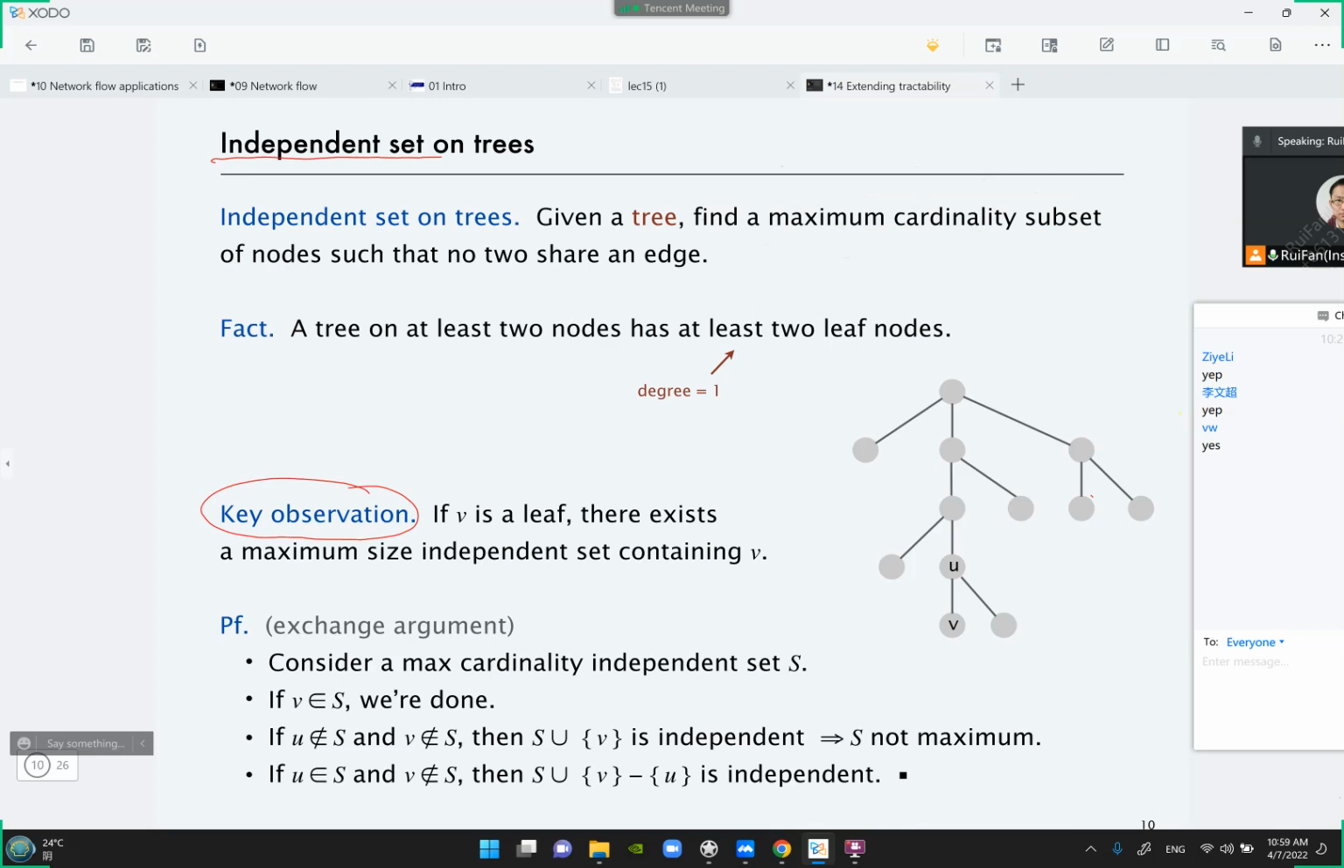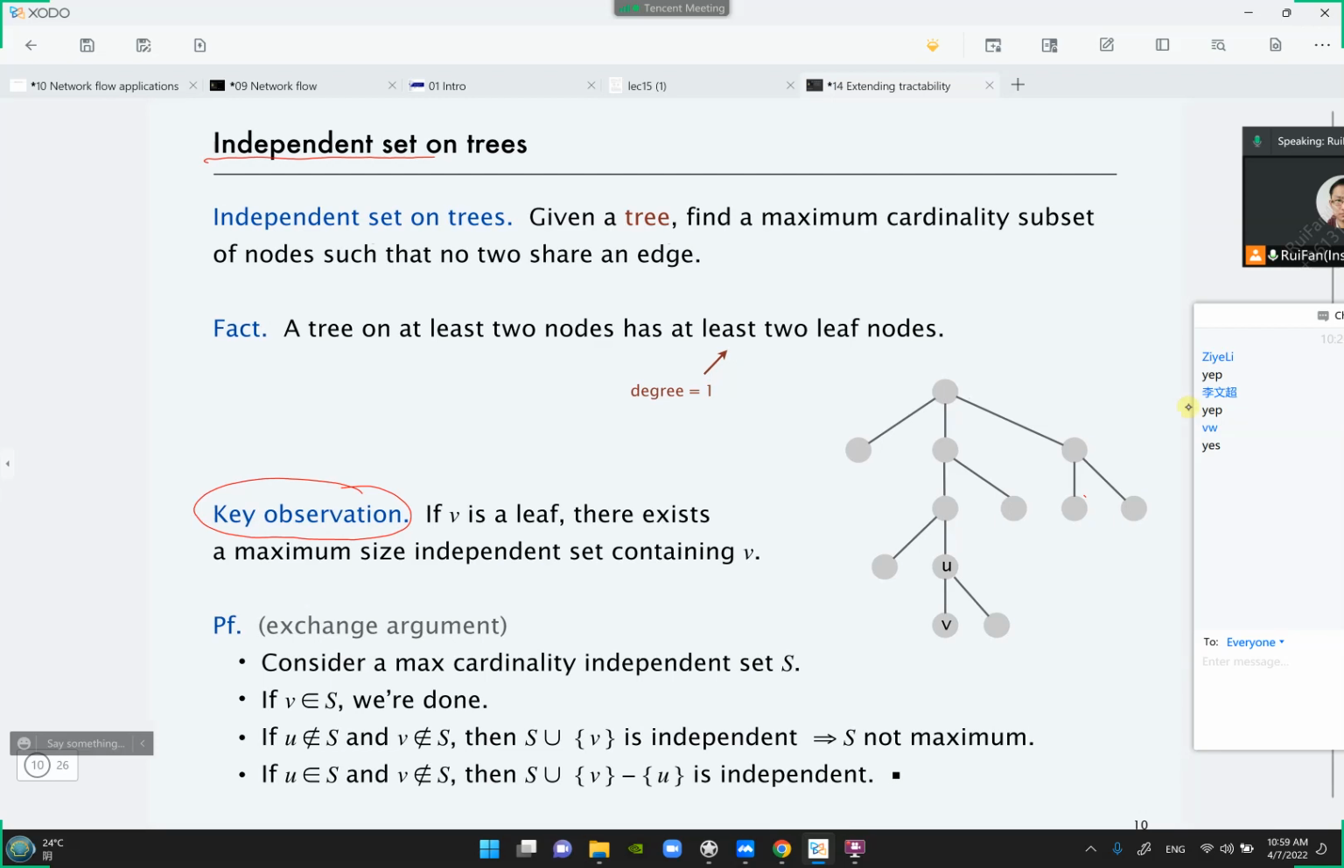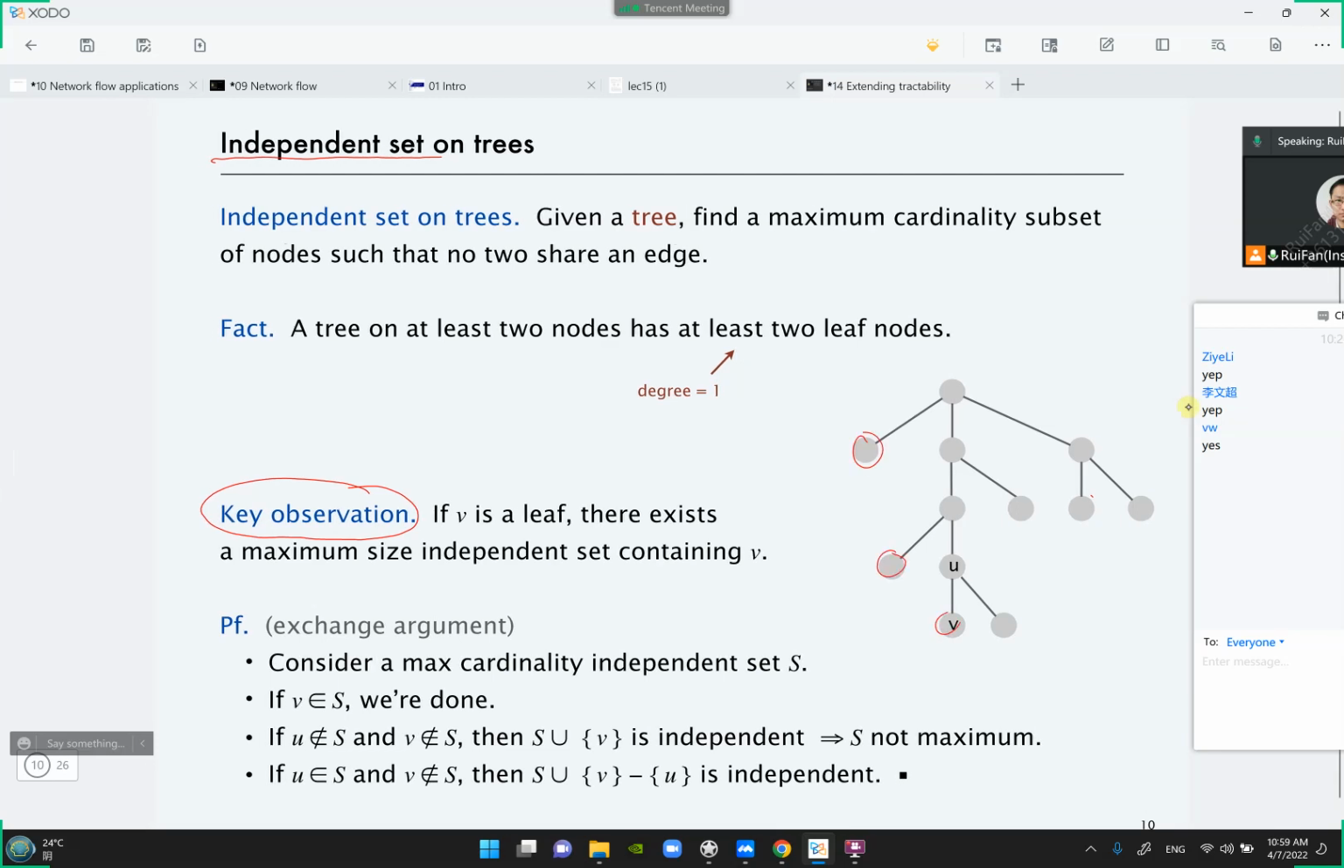Which is that if you look at a tree graph, and then you look at all the leaves. The leaves are just these degree 1 nodes, right? So these are all leaves. If you have more than degree 1, like this guy or this guy, these are not leaves. If you look at just the degree 1 nodes, the key observation is that there is a maximum size independent set which contains a leaf. So for any leaf, you can take any leaf, and it's guaranteed that there's a maximum size independent set which contains this leaf. This is a key observation.